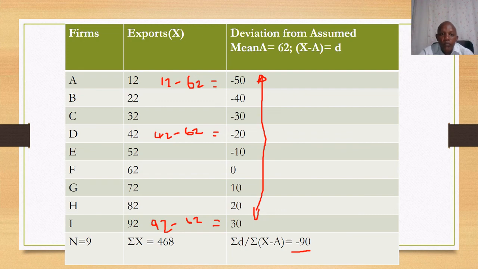So then after you have had the deviations from the assumed mean, what you do is sum them up. So you sum all these values up, and if you sum them up, our value will be negative 90. Now we simply substitute into the formula that we have been given.